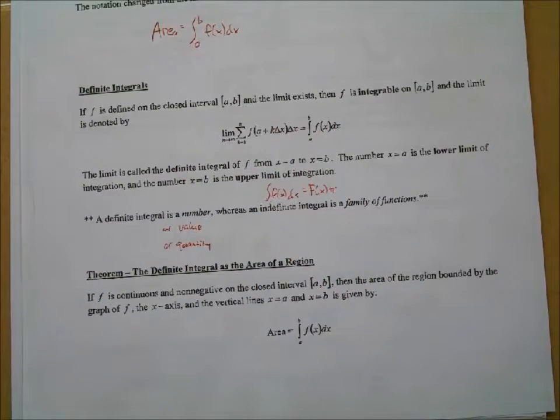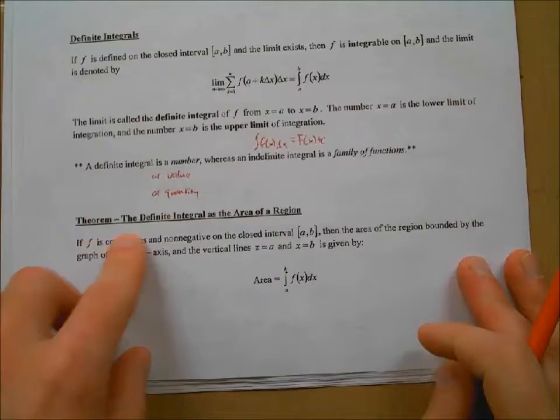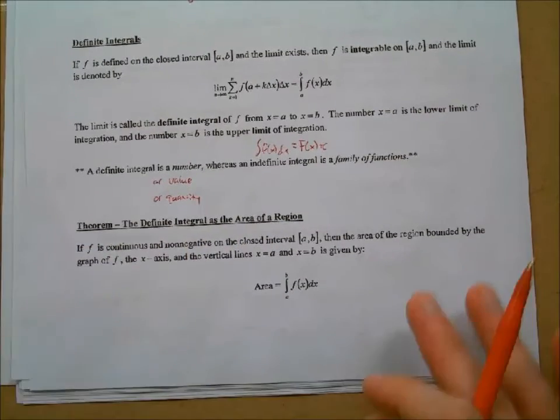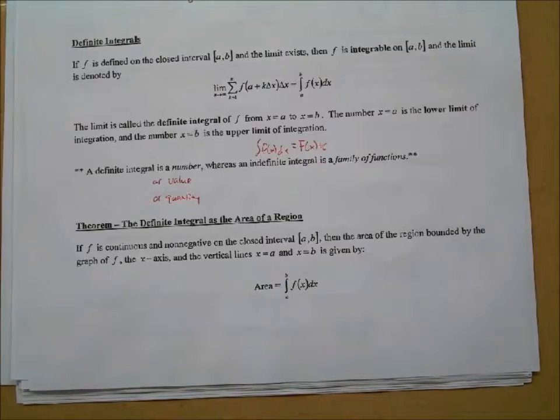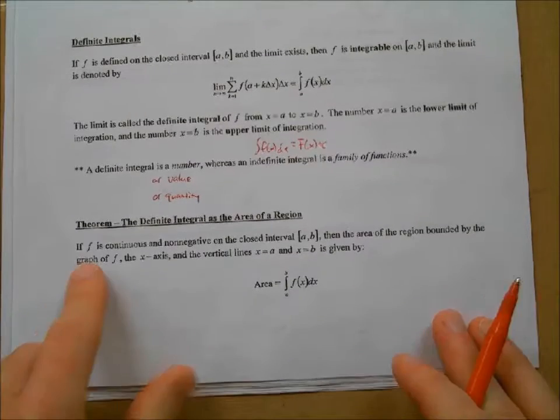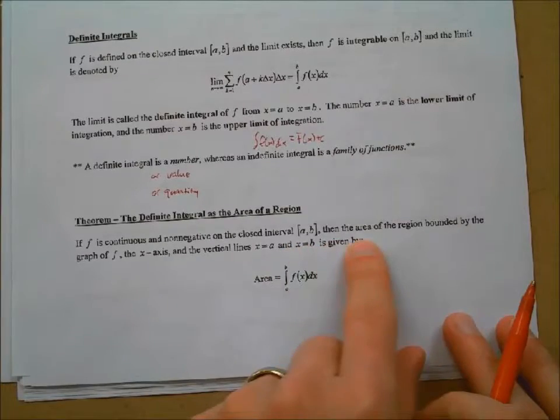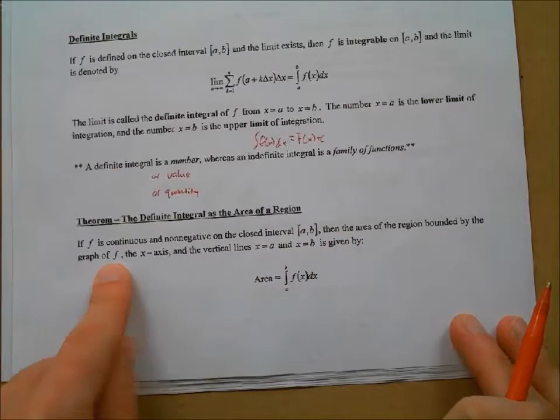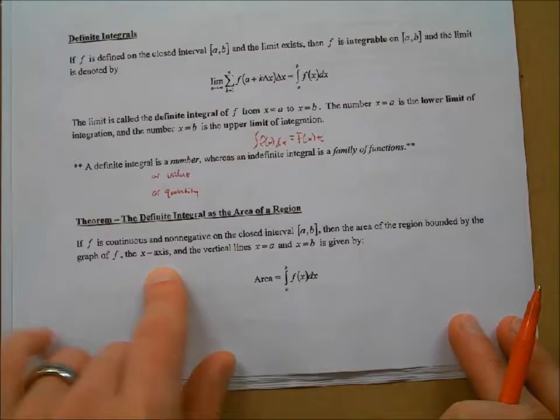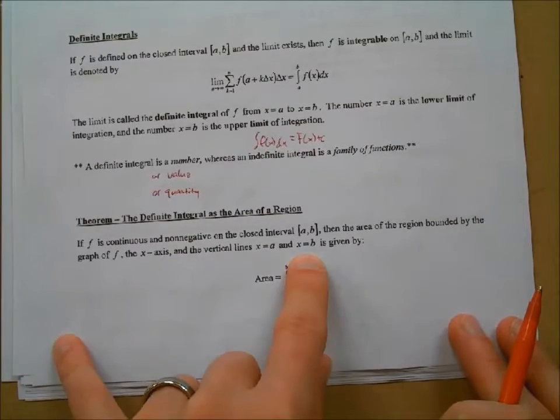All right, so the definite integral as the area of a region. That's what we're trying to bring together here now. If f is continuous and non-negative on the closed interval [a, b], then the area of the region bounded by the graph of f, the x-axis, and the vertical lines x equals a and x equals b is given by this.